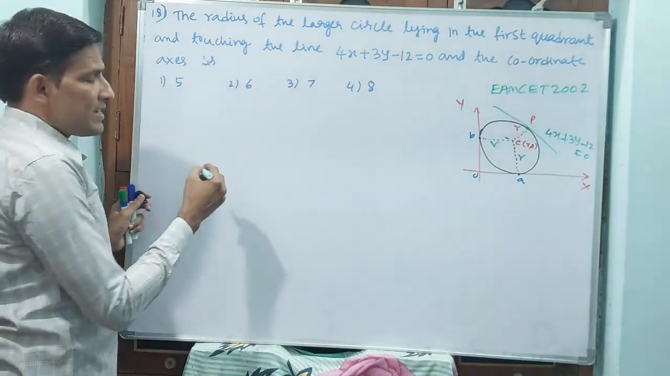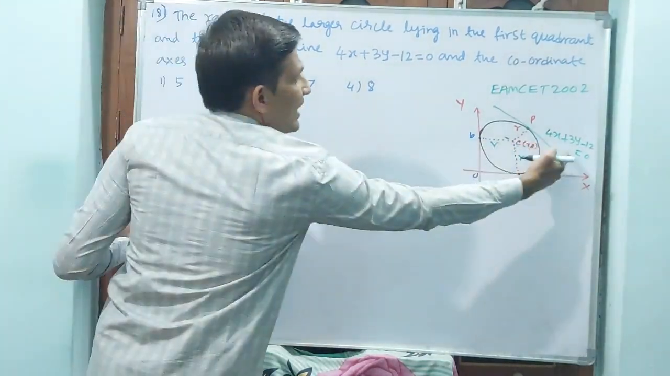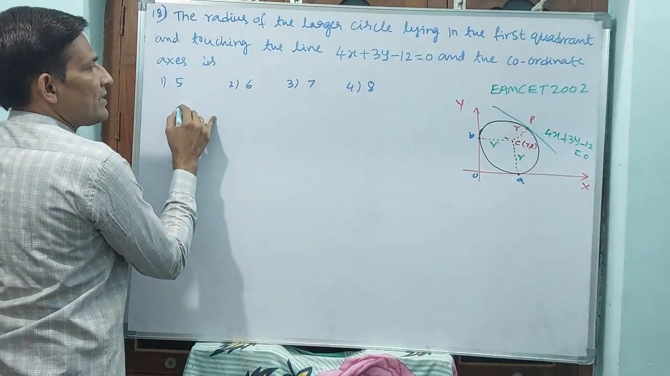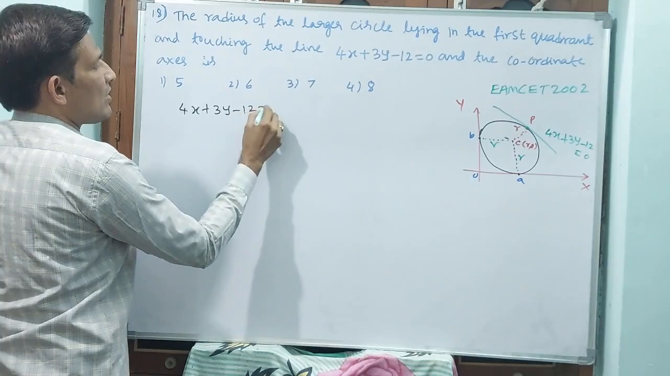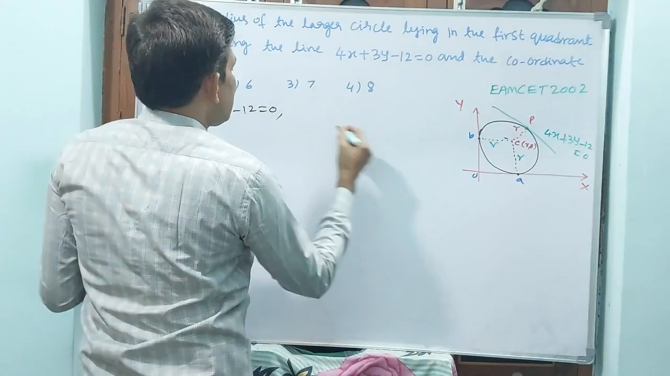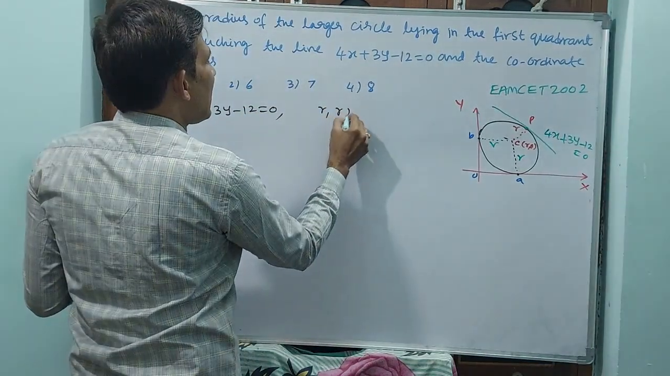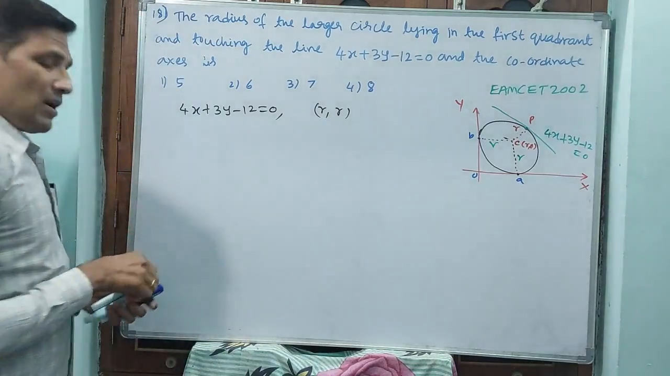Center is (r, r). You see what I am writing? The line equation is like this: 4x plus 3y minus 12 equals 0, and the center is (r, r). Okay, now what am I doing?